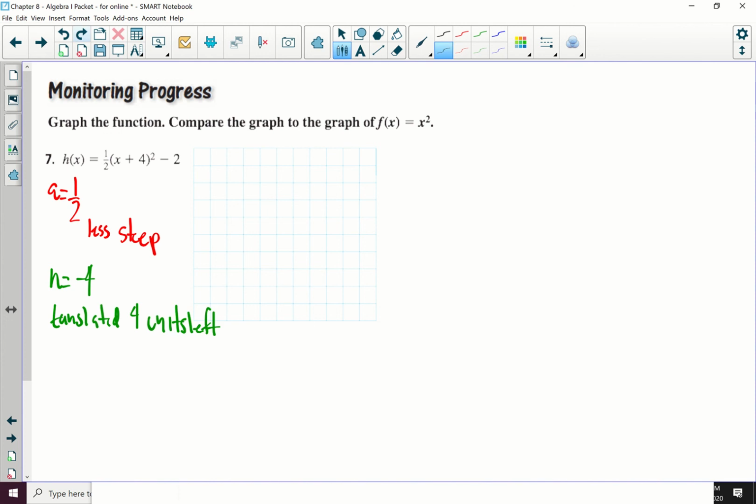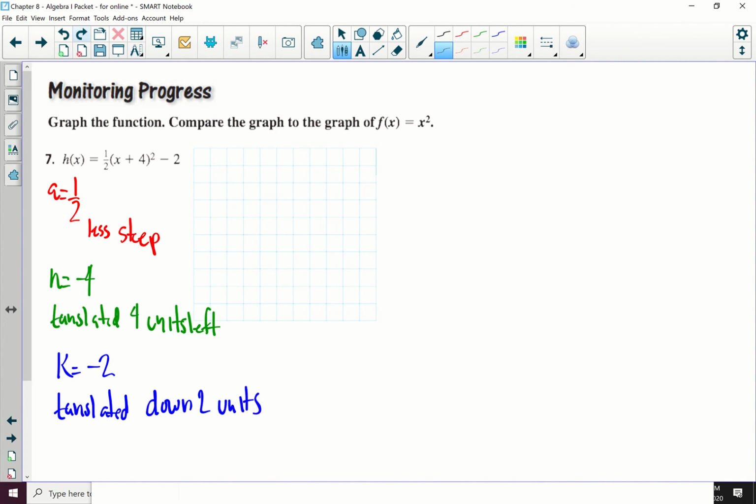The next thing that we have is k. K is -2, meaning that it was translated down 2 units. So how does this function compare to our parent function? First, it is less steep. It also was translated to the left 4 units and down 2 units. So that kind of gives you an idea of where that vertex is.